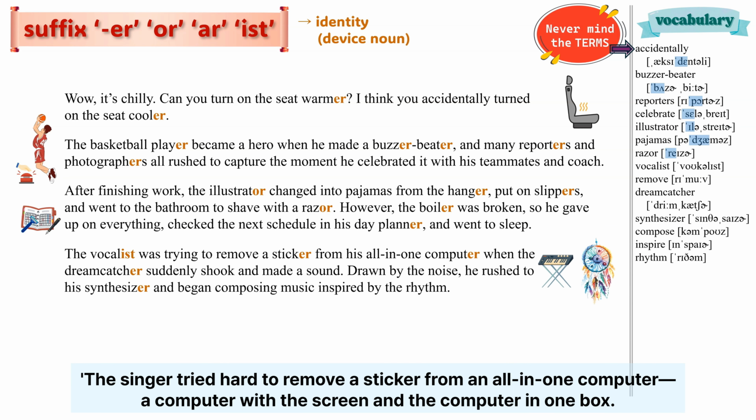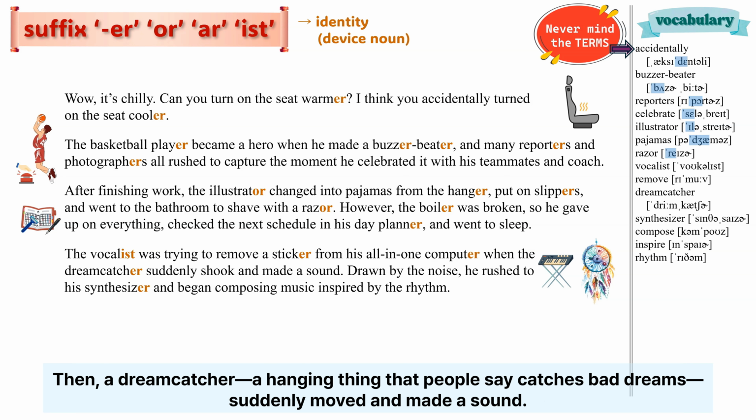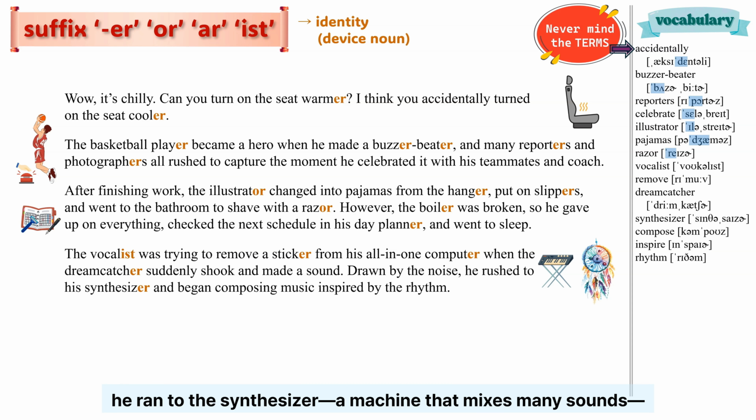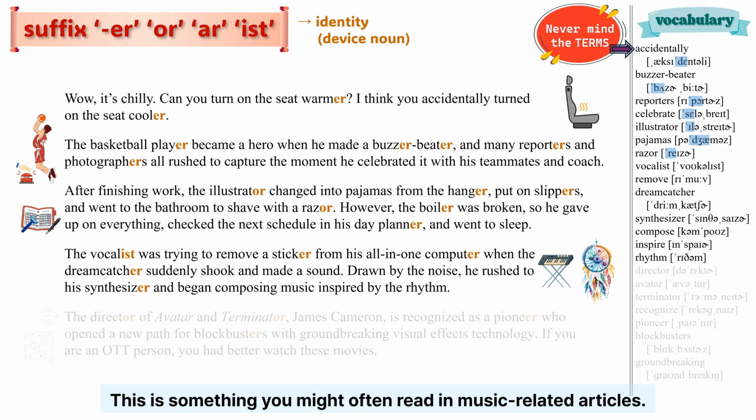The singer tried hard to remove a sticker from an all-in-one computer, a computer with the screen and the computer in one box. Then, a dream catcher, a hanging thing that people say catches bad dreams, suddenly moved and made a sound. Following that sound, he ran to the synthesizer, a machine that mixes many sounds, and started to make music because that rhythm gave him an idea. This is something you might often read in music-related articles.